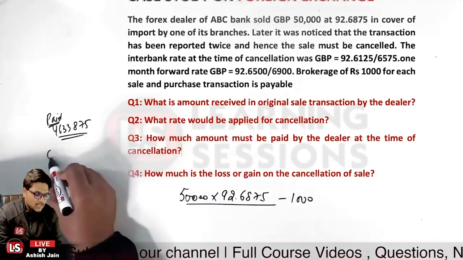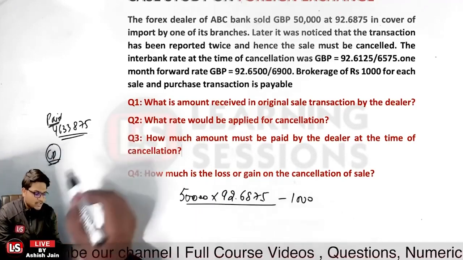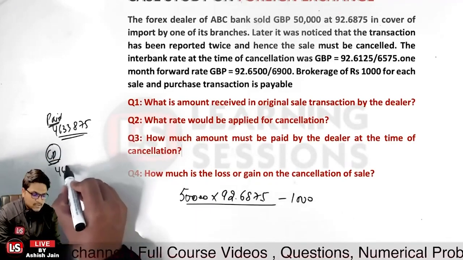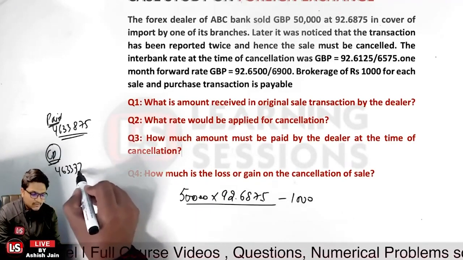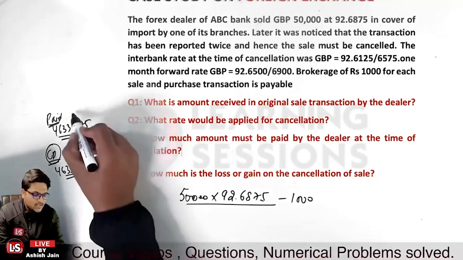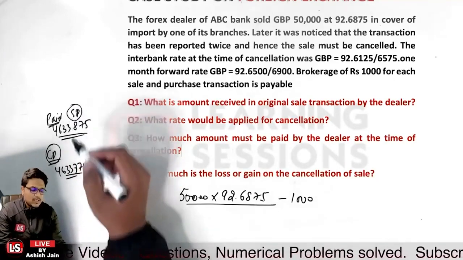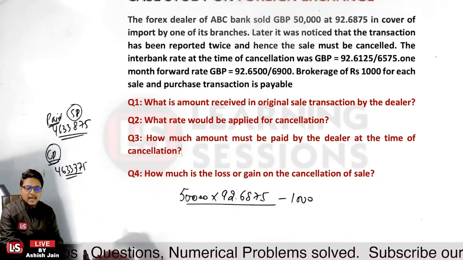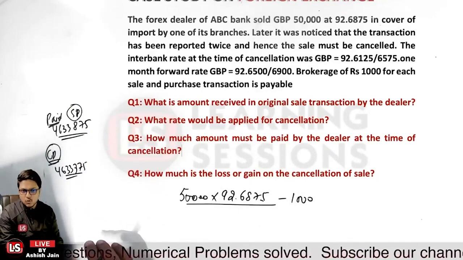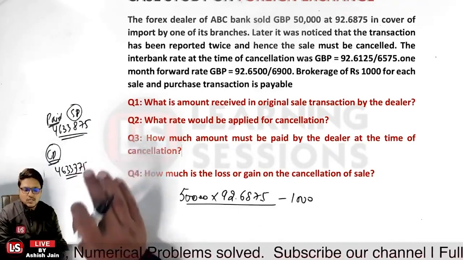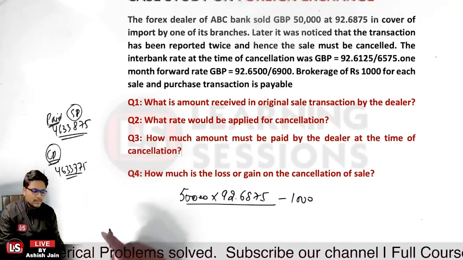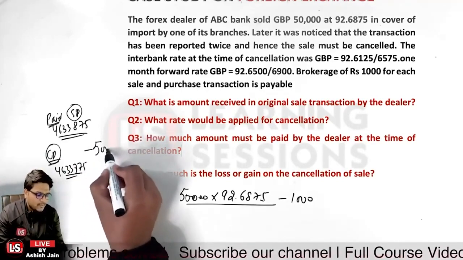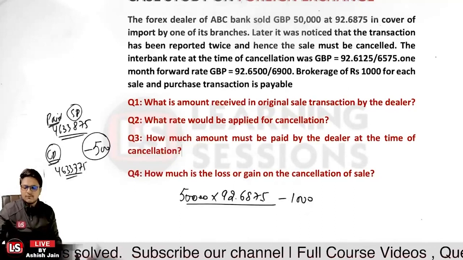Okay, so this is the CP, we can say. It cost us rupees 4,633,375. That was the cost to us. And what is the selling price by us? At what price have we sold the GBPs? We have sold it at rupees 4,633,875. So what is the difference amount? It is a loss of 500 rupees.